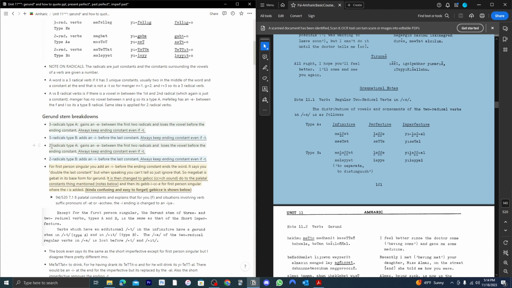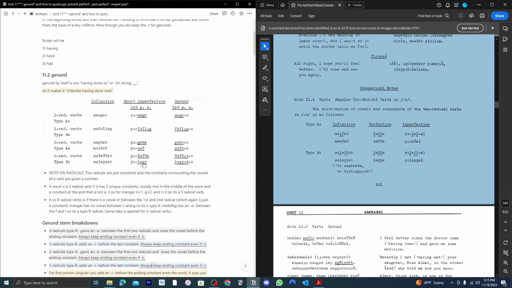So for both the A's, 3 and 2, they follow the same system. They gain an E between the first 2 radicals, and it loses the vowel before the ending. Always keep the T, and that's true for every single one of these situations. So, look at the A here. This is a 2 radical verb. So these are the 2. Again, there's no vowel between them. Boom, it's going to get a vowel here.